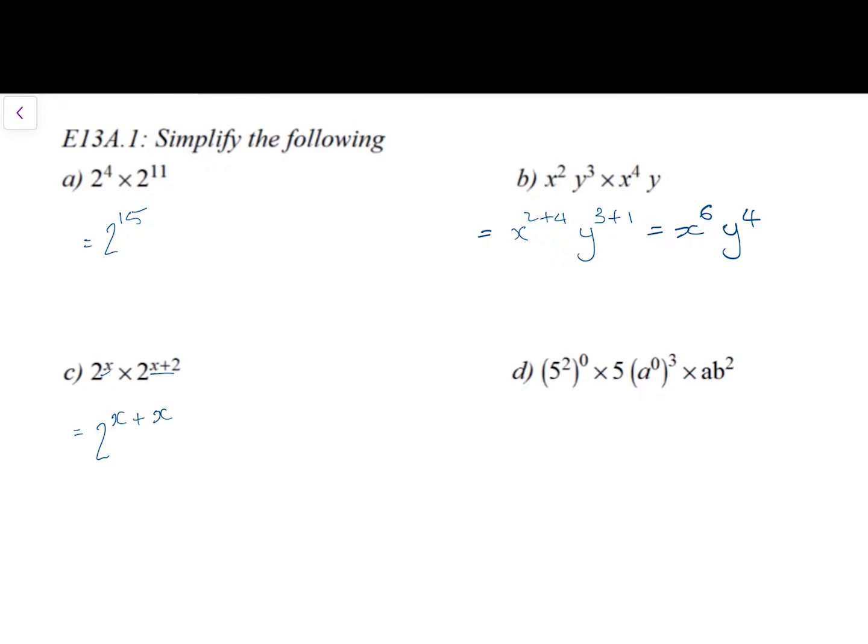2 to the power of x plus x plus 2. So we're essentially adding that second term here. Or the base 2 to the power of 2x plus 2.